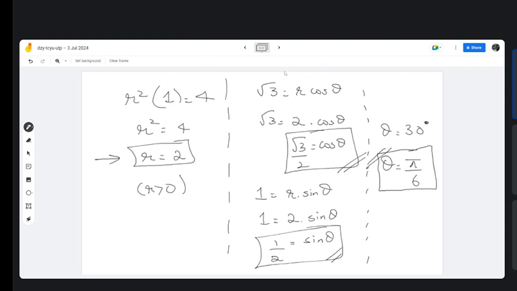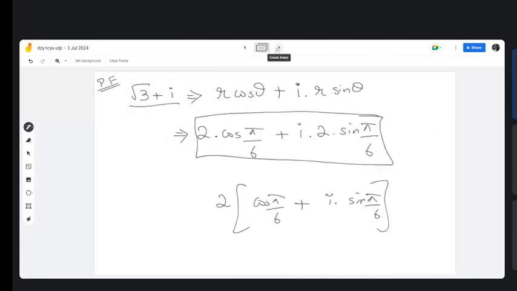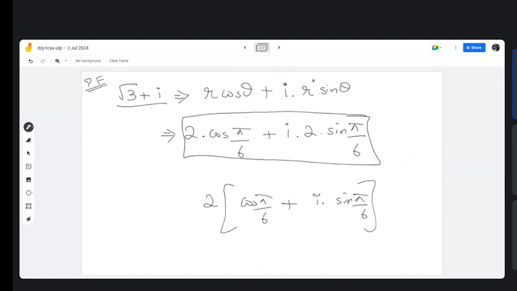Done. Next slide, I'll go. The last is just the form. Writing it in that specific form is what's going to carry marks. The final form should have i in it.